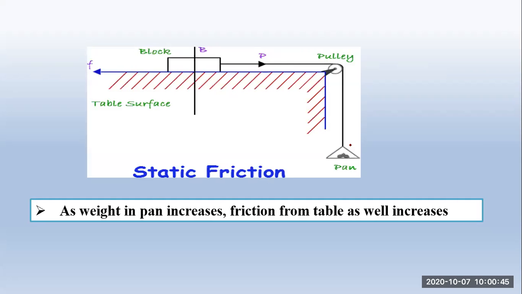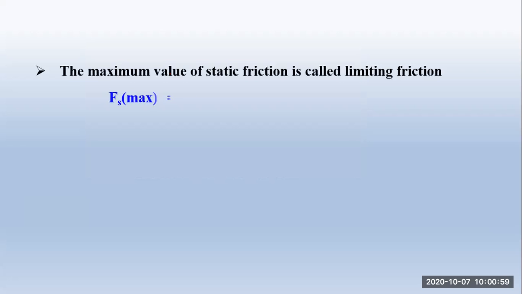Now we have the maximum value of static friction. Suppose in that pan, which I gave you as the example, you keep increasing the weight. After having some large weight, this object starts sliding. In that case, whatever maximum friction is acting is called limiting friction. So the maximum value of static friction is called limiting friction.